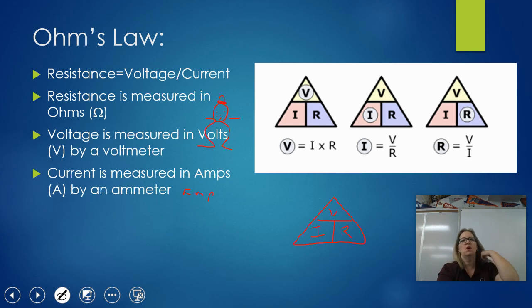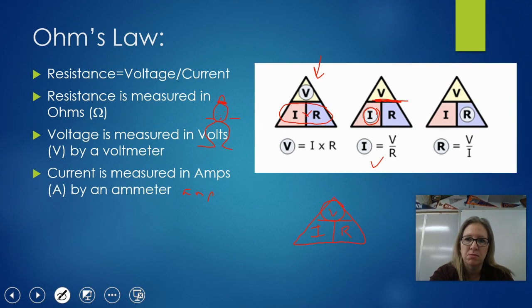But anyway, what this little triangle does is it allows you to figure out the equation for whatever piece is missing, okay? So if voltage is missing, like up here, you've got these two next to each other, and it means you multiply them together. So if you're given the current and the resistance, you would multiply them together, and that would give you the voltage, okay?